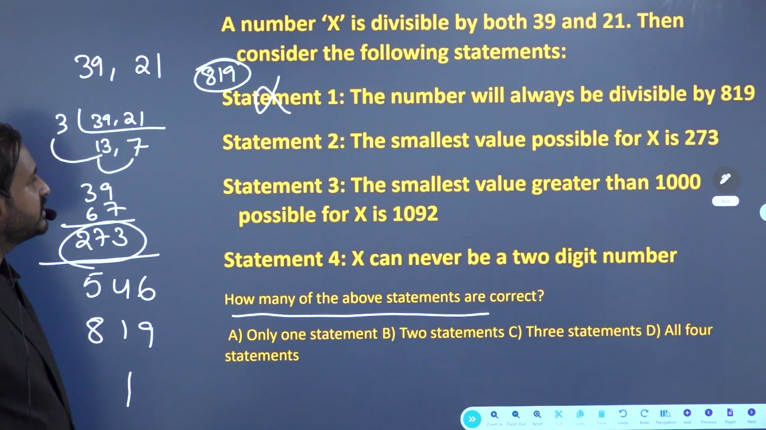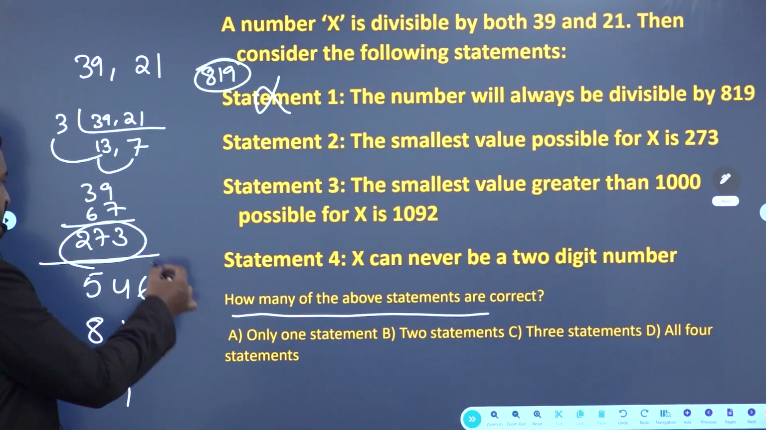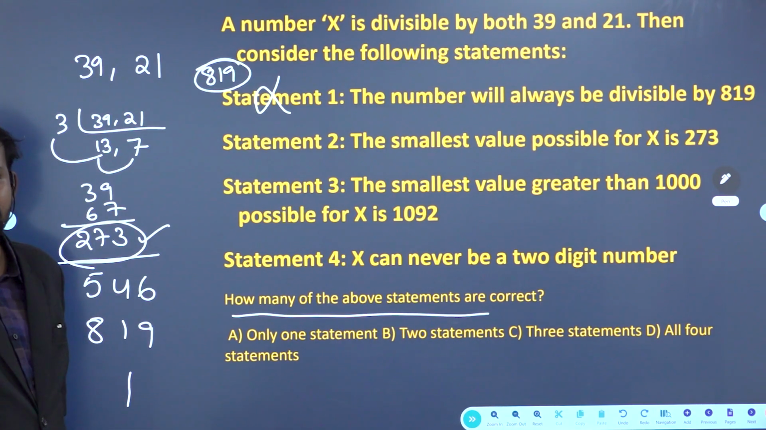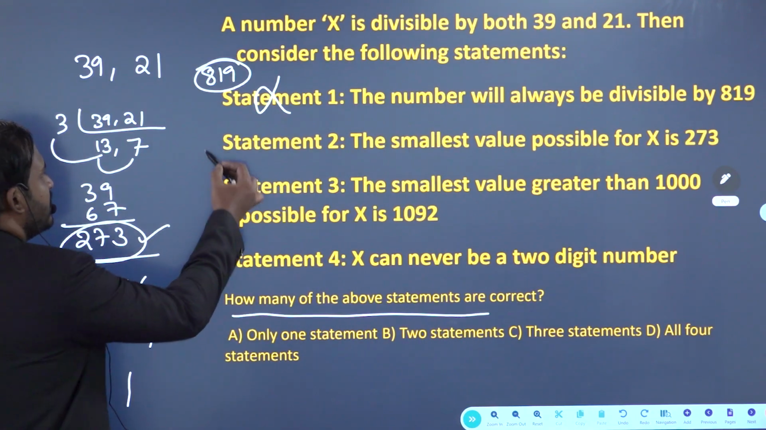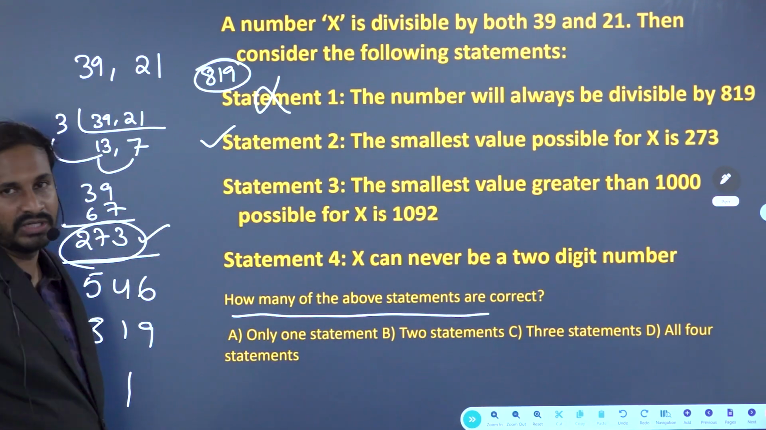Next. The smallest possible value of x is 273. Yes, just now we discussed. The first number which is divisible by both 39 and 21 is 273. Yes, statement 2 is correct. Why? Because that is the smallest possible value.